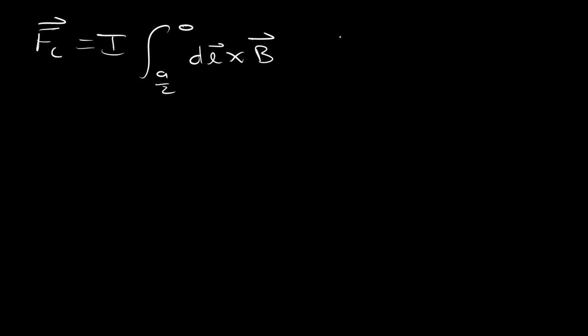All right, let's jump over to our diagonals. So for our diagonals, we should be able to evaluate them one at a time. So for the left, we're going to have I times the integral on bounds A over 2 to 0 of dl crossed B. And then for our force on the right, we're going to have the same thing, but our integral is now on bounds of 0 to A over 2 of dl crossed B.